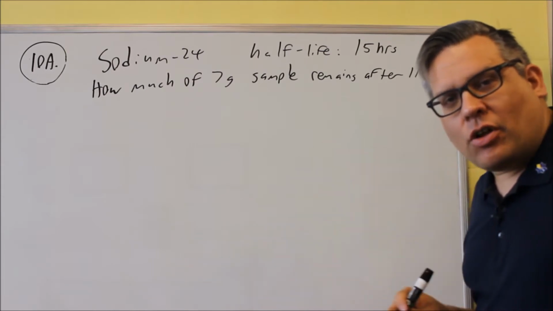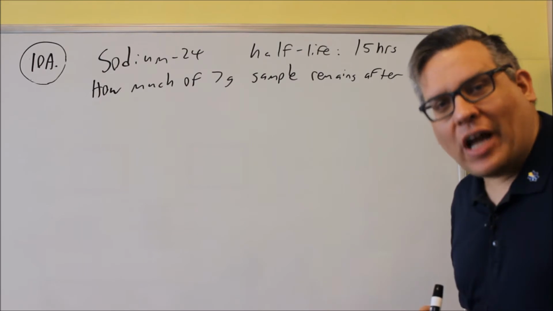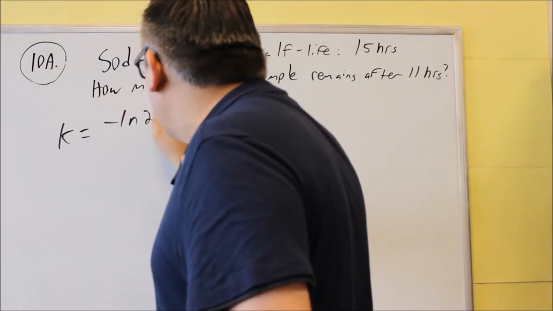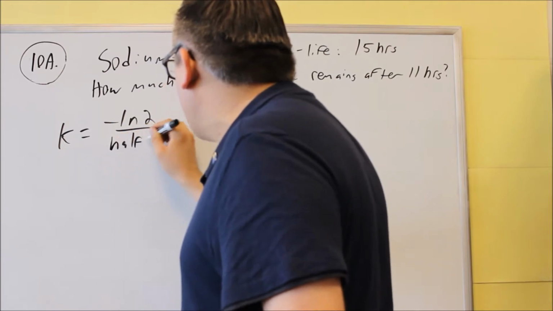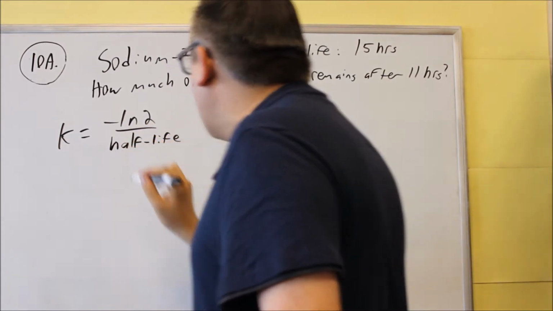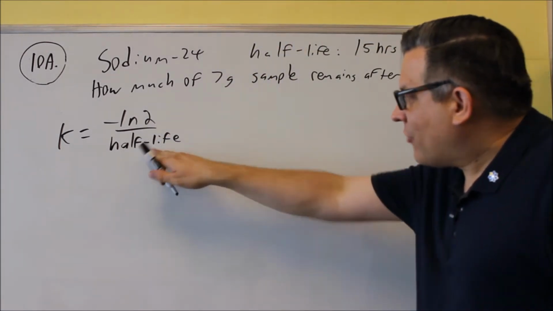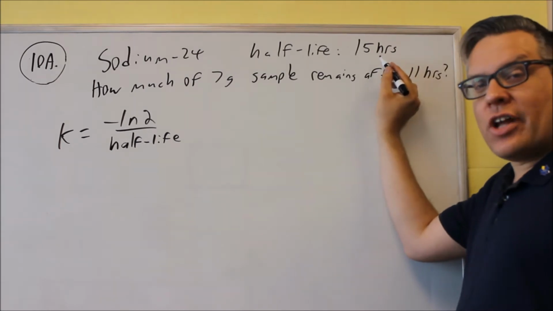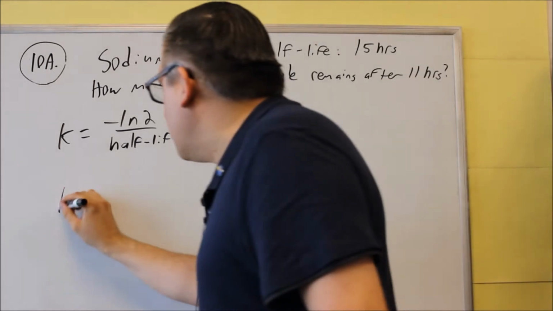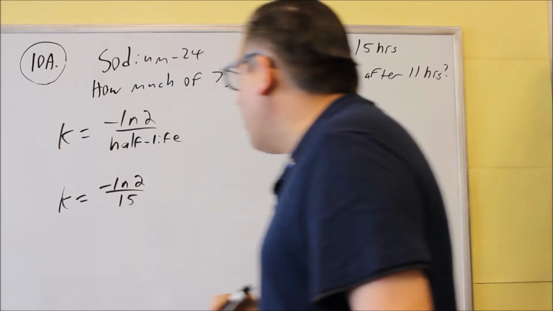For this, you have to know the formula to find the K value for half-life, which we talked about in the notes. It's this one right here. The K value is negative ln 2 over the half-life, and the half-life is the 15 hours they give you. So we have to find the K value first: K equals negative natural log of 2 over 15.